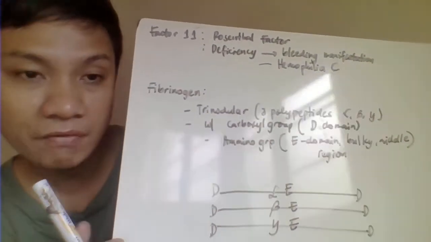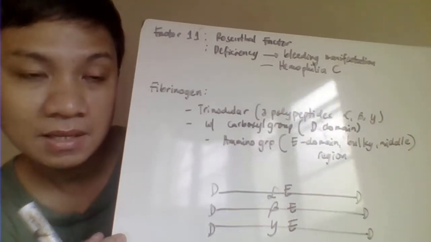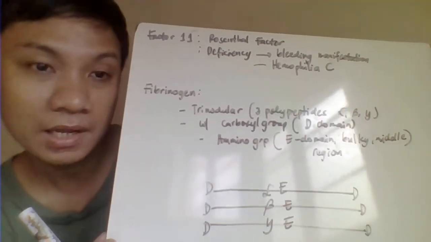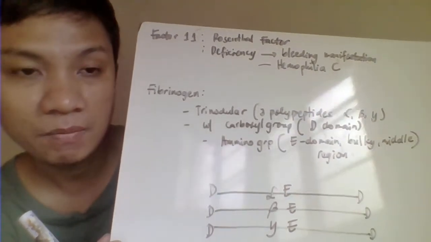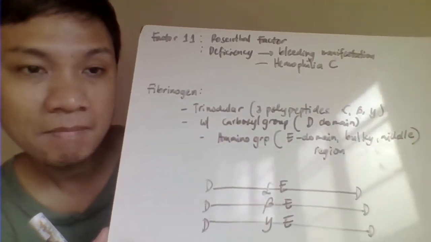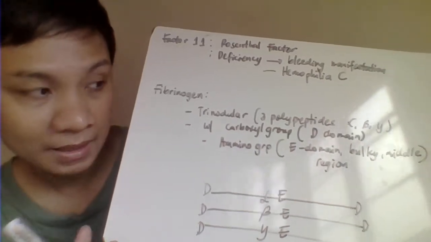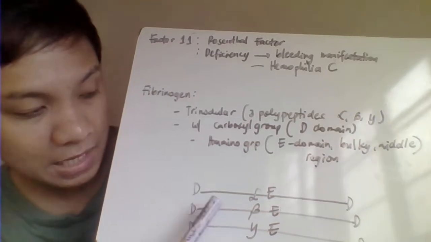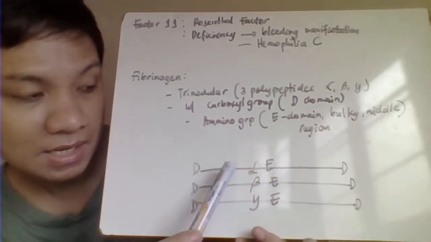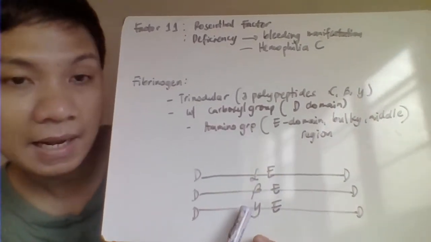Okay, now we go to your fibrinogen. So again, we consider fibrinogen here as the ultimate substrate for our coagulation process. So again, clot formation would try to convert your fibrinogen to your fibrin clot by the action of our thrombin. Okay, so your fibrinogen is trinodular, ito ay 3 polypeptides. Labeled here are the alpha, beta, and gamma.